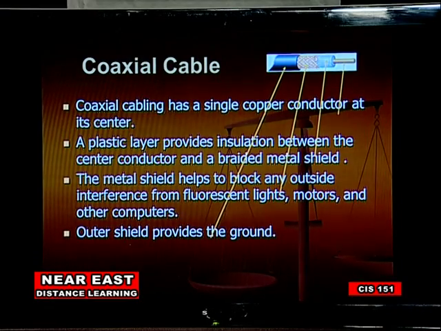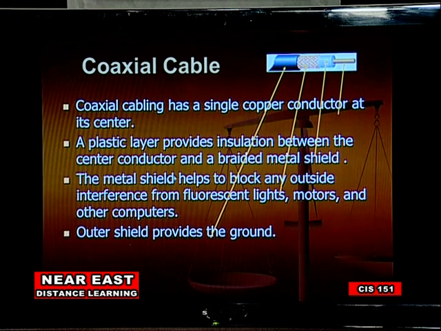First cable we have is coaxial cable. As we see in this picture, this figure, a coaxial cable has a single copper conductor at its center. This one will be a plastic layer, providing insulation between the center conductor and the braided metal. So this one will be in the middle. So this is the center. This one will be the middle layer, the plastic layer.